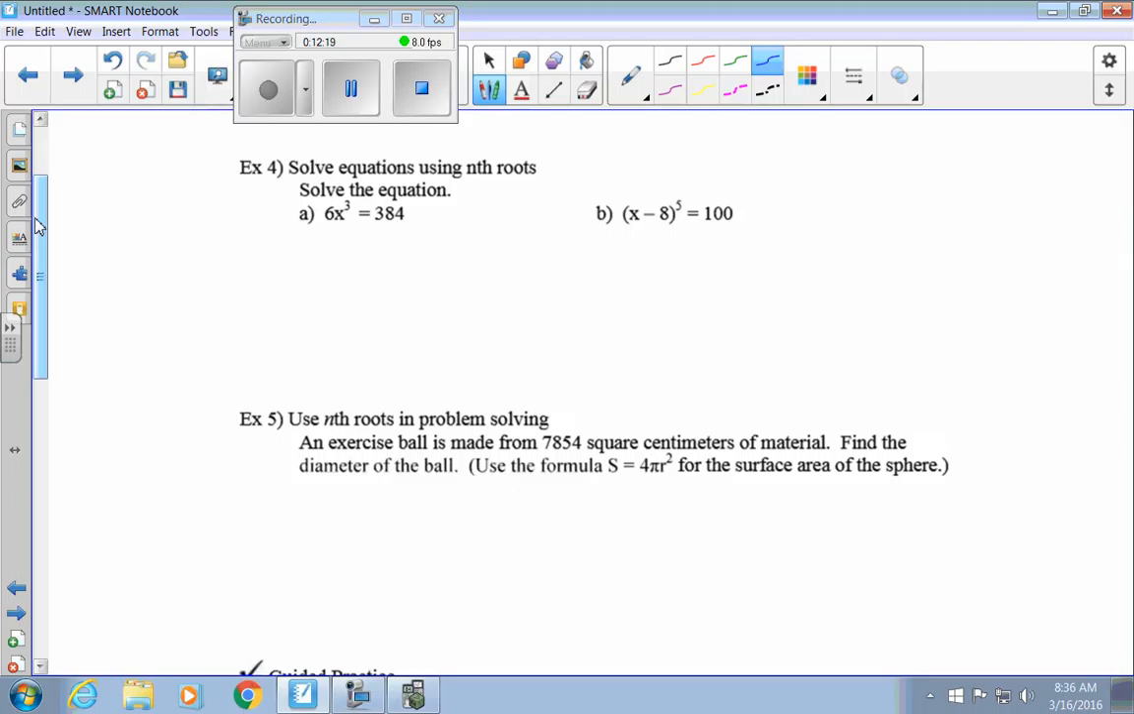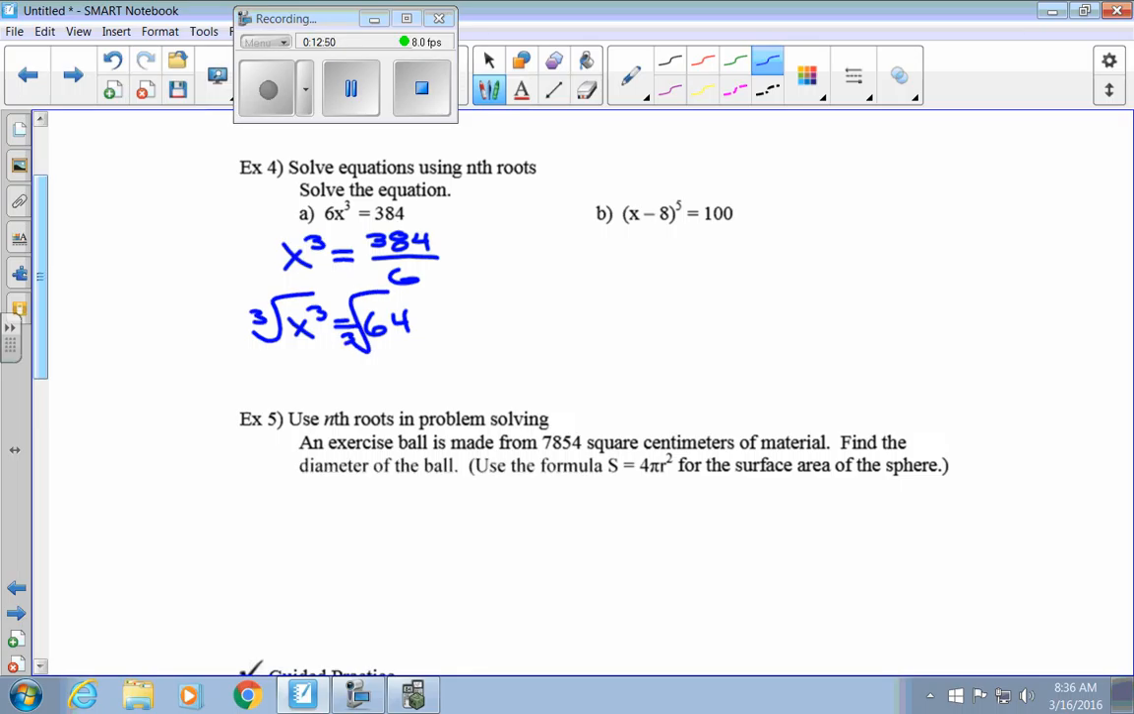So in example A, we're going to do the same thing. We're going to divide by 6 because we want to get the x cubed by itself. So we're going to have 384 divided by 6. Well, that's going to give us 64. So we have x cubed equals 64. And now we take the 3rd root of both sides. When we had to square, we took the square root of both sides. When we have a cube, we take the 3rd root of both sides. So I'm going to take the 3rd root of both sides.